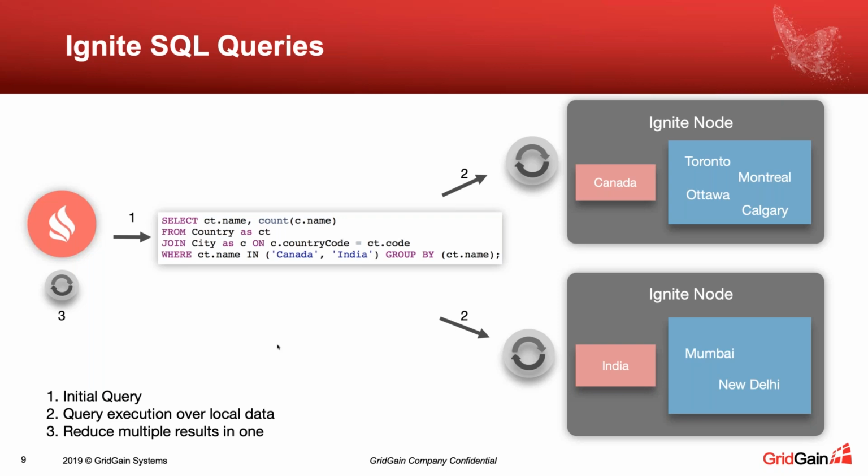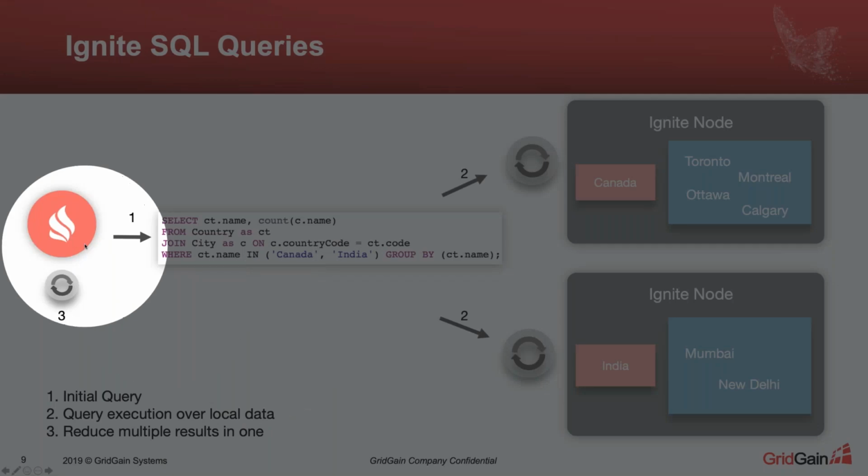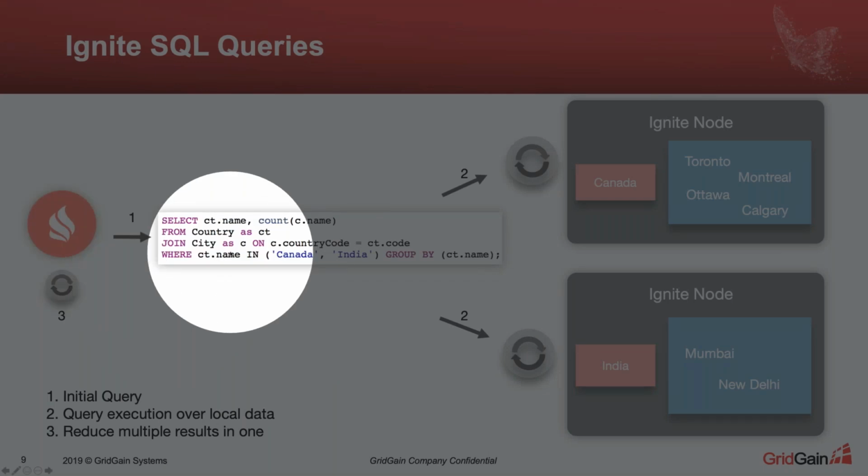From the application standpoint, right here we have our application. That will be your application code. Application code is connected to the cluster, and it can run a query like this one. Nothing changes: with a JDBC or ODBC driver, or Java, .NET, or any other native API, you connect to the cluster and run this query with joins. What happens next is done by Ignite and GridGain, by their SQL engine in particular.